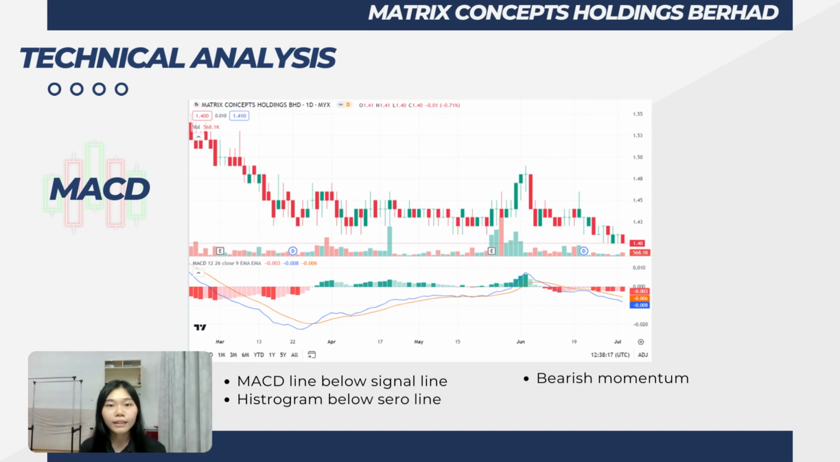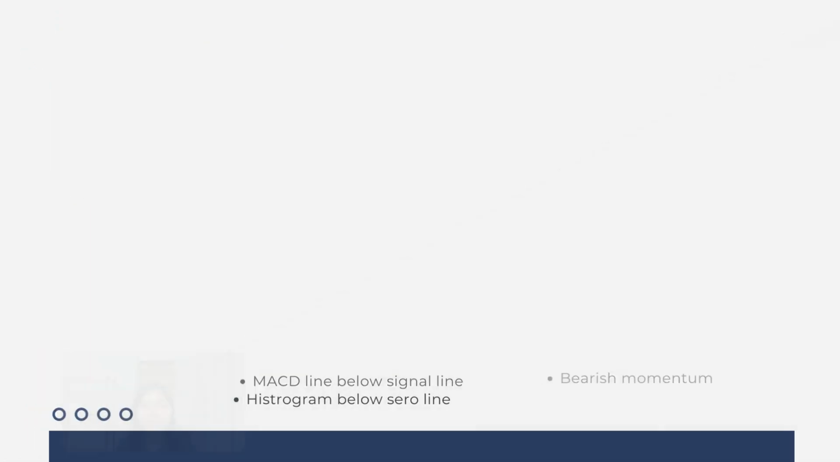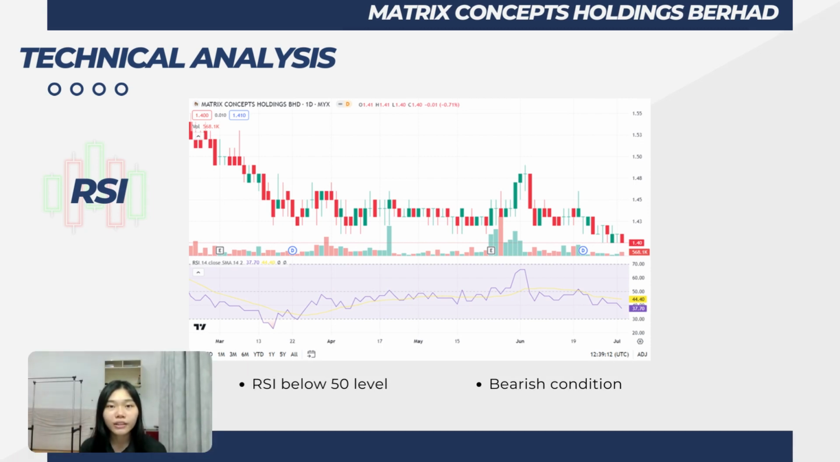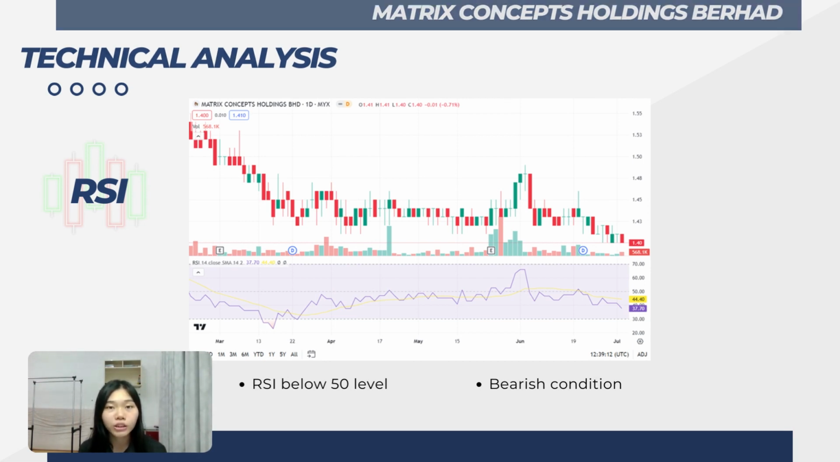Now we come to technical analysis. Start with MACD. In the current situation, the MACD line is below the signal line, showing bearish momentum, and the same for the histogram, which is below the zero line. So this scenario illustrates a potential sell opportunity to investors. In relative strength index, there was a slightly higher RSI than the level of 50 in June. However, currently RSI is below the 50 level, showing bearish condition.